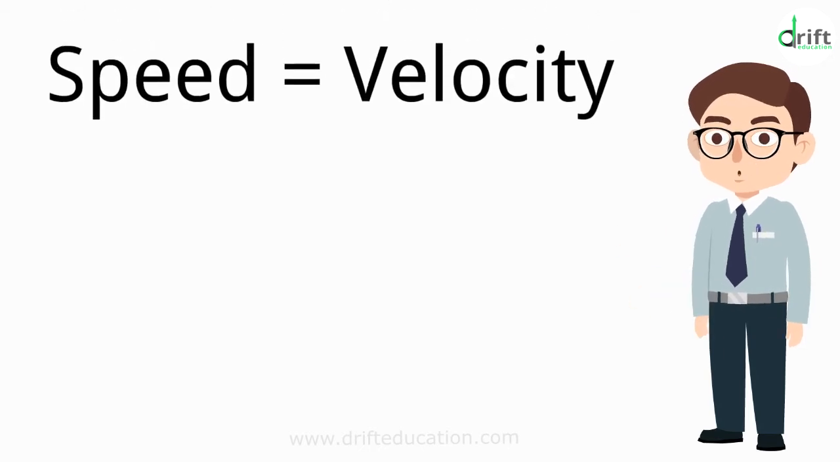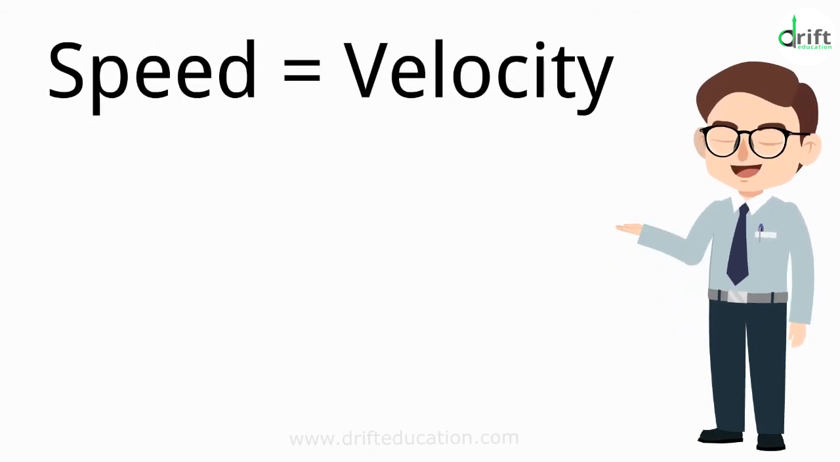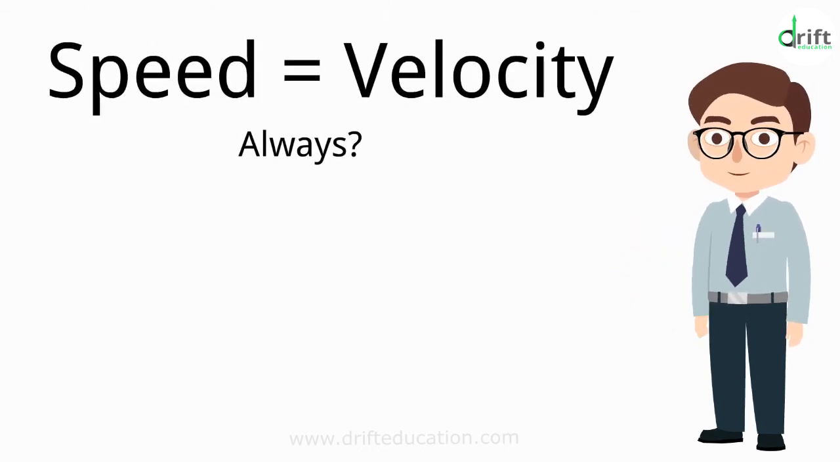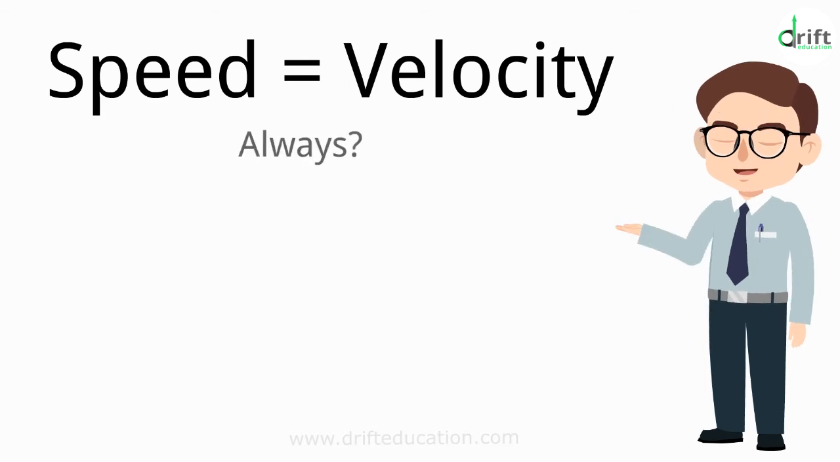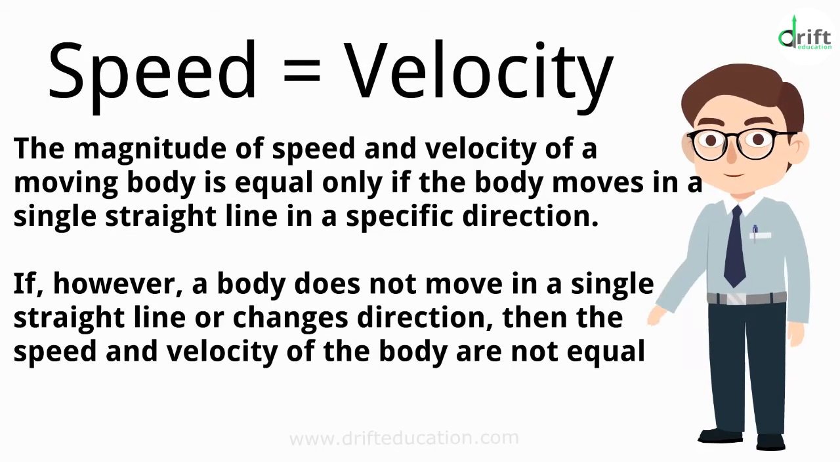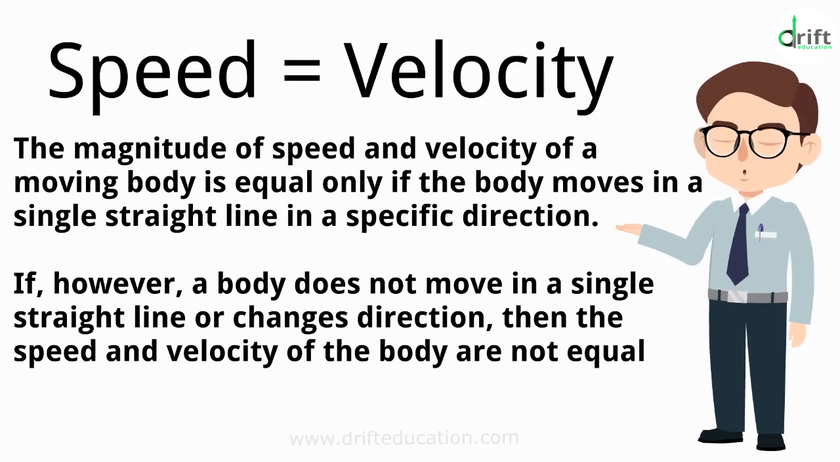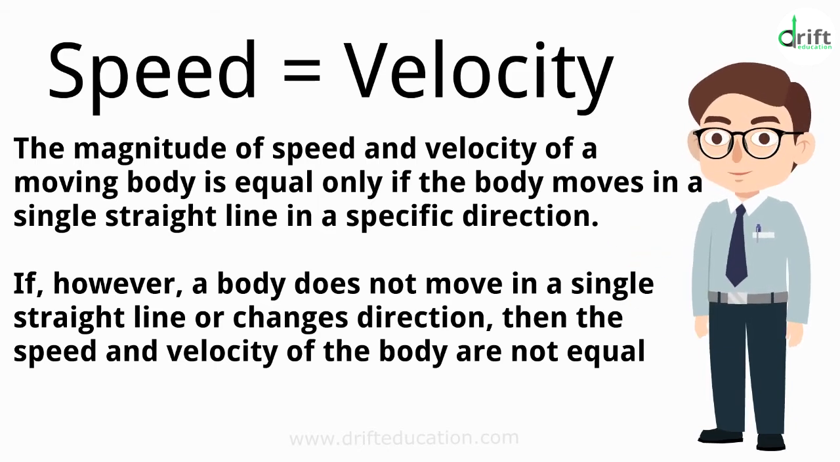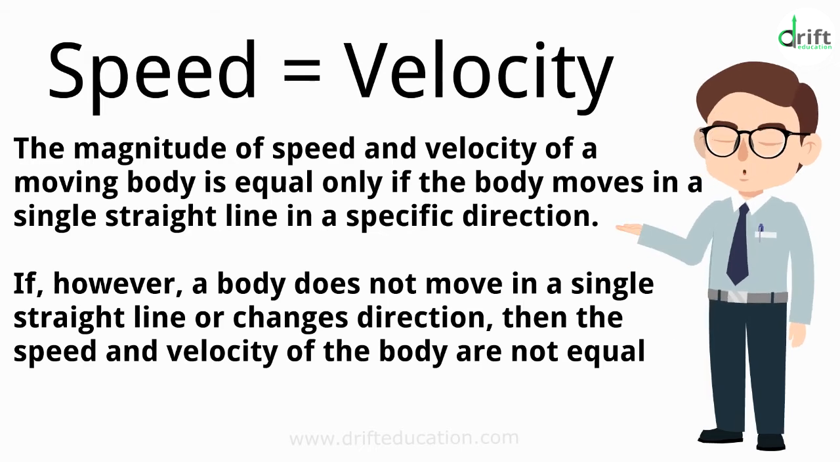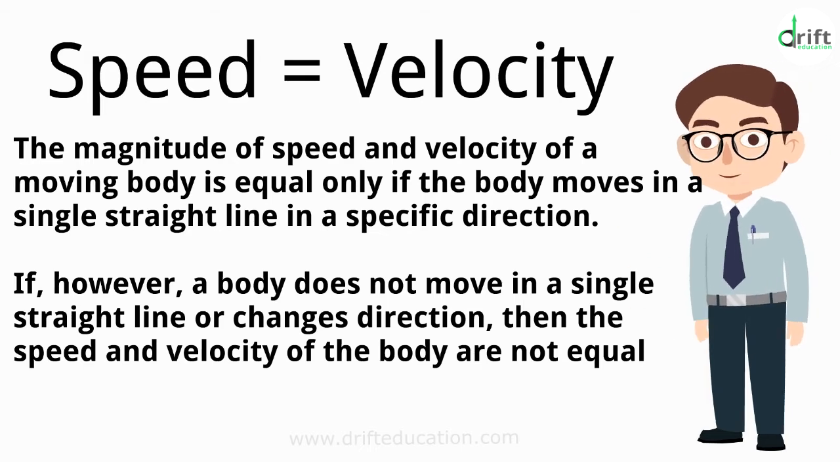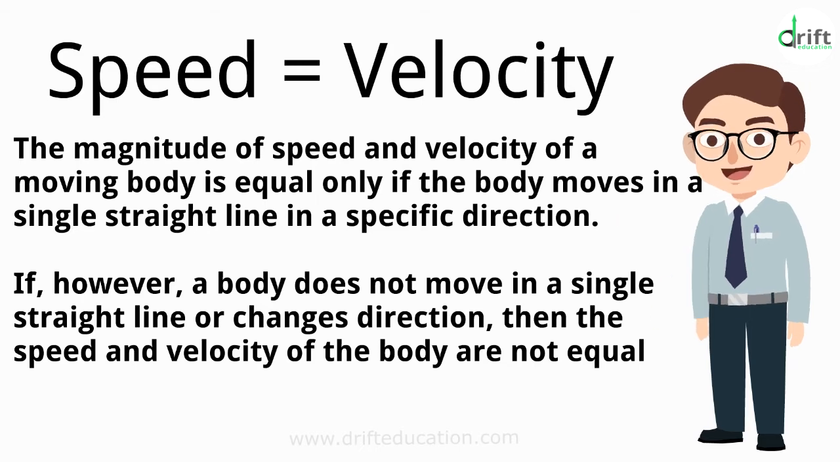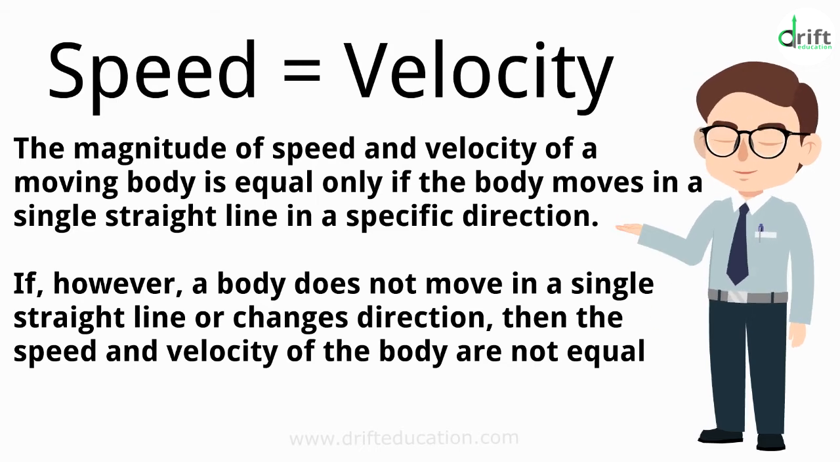But is speed always equal to velocity or never equal to velocity? Let's see. The magnitude of speed and velocity of a moving body is equal only if the body moves in a single straight line in a specific direction. If, however, a body does not move in a single straight line or changes direction, then the speed and velocity of the body are not equal.